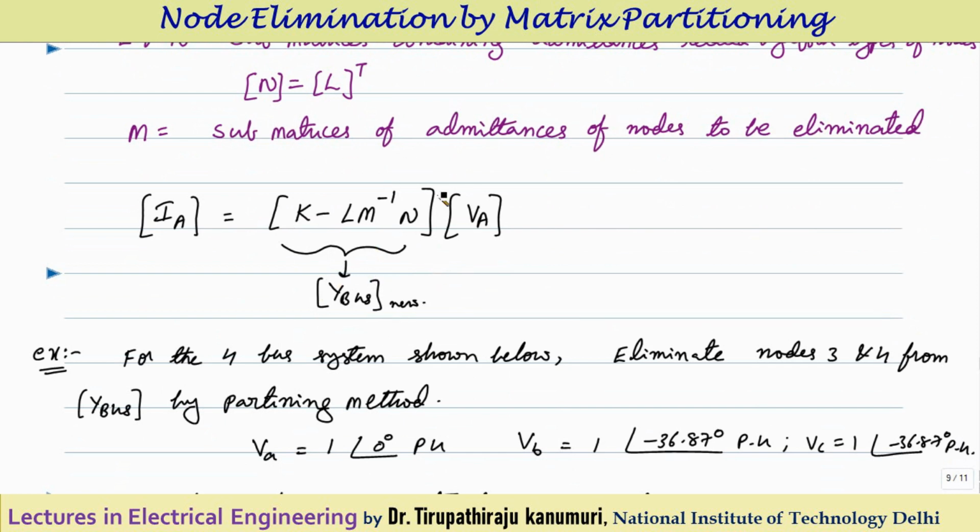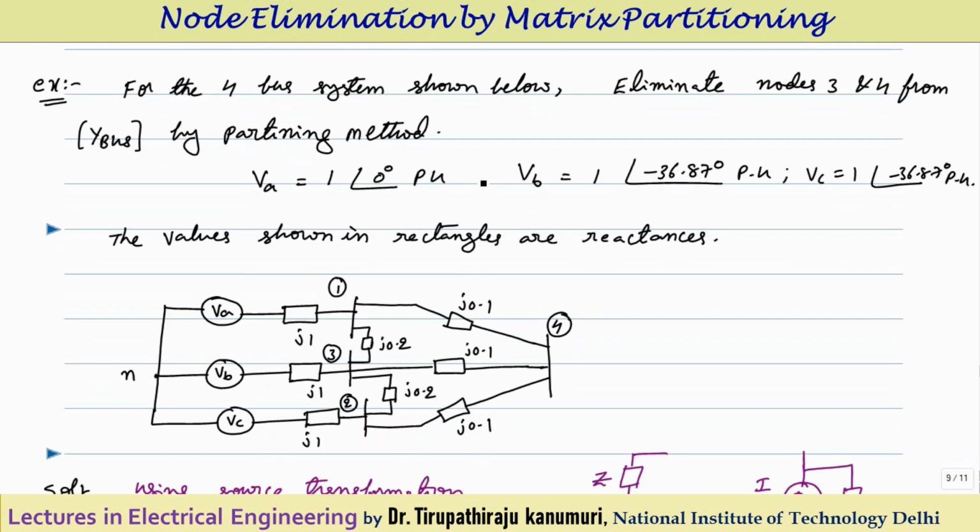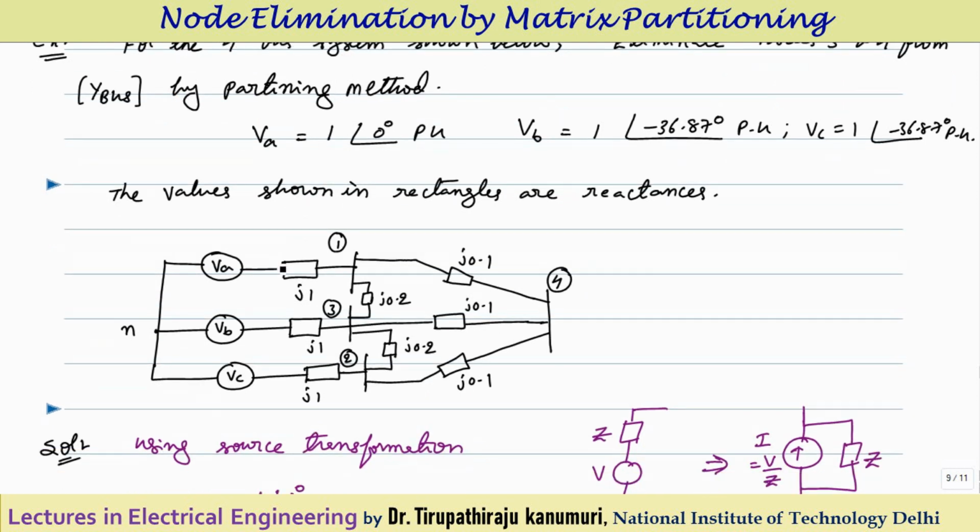So here the concept is a little bit confusing. Let us take one example so that this concept will be completely clear to you. Further, the example is given for a 4 bus system shown below. Eliminate nodes 3 and 4 from the Y bus by the partitioning method. Here you can see this diagram is entirely different compared to what we studied in our previous class. Here it is given as a voltage source in series with a reactance, and some more things are presented here. Let us complete this.